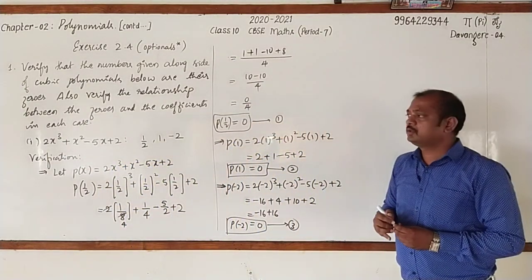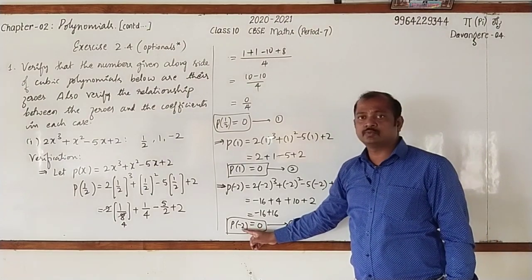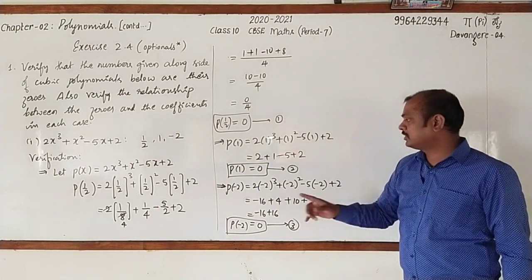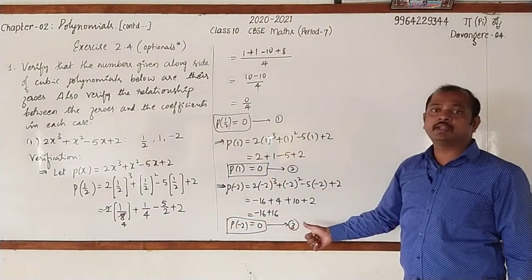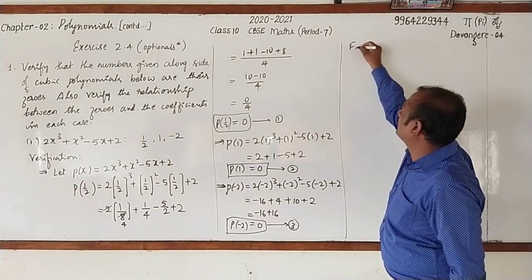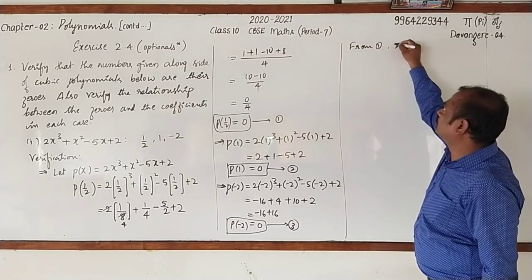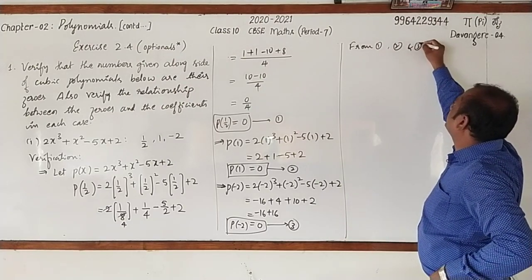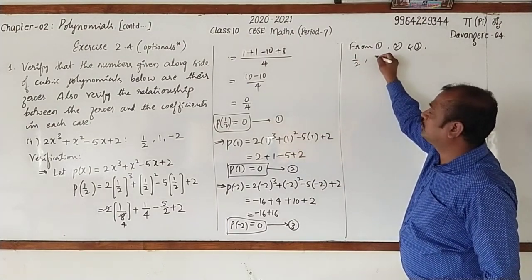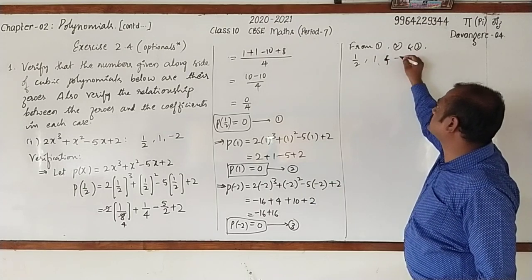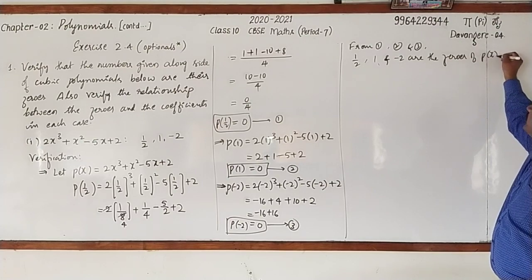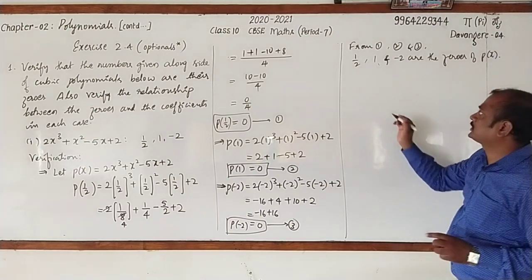Did you understand? What do you say about minus 2? Minus 2 is also a 0 of the given cubic polynomial, because on substituting in place of x, we got the value as 0. Here I'll write, from 1, 2 and 3, what we can conclude? From 1, 2 and 3, 1 by 2, 1 and minus 2 are the zeros of P of x. Clear? So first one is over.